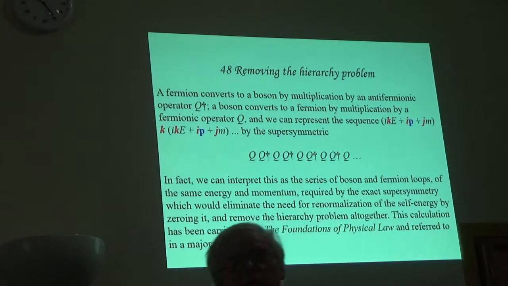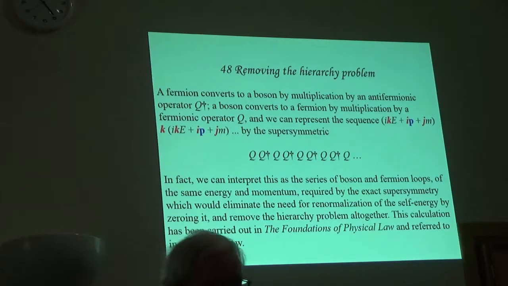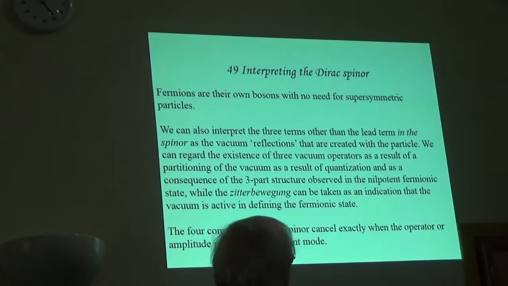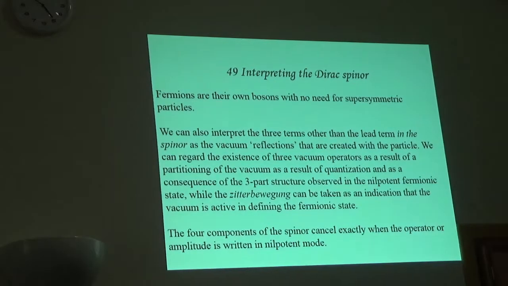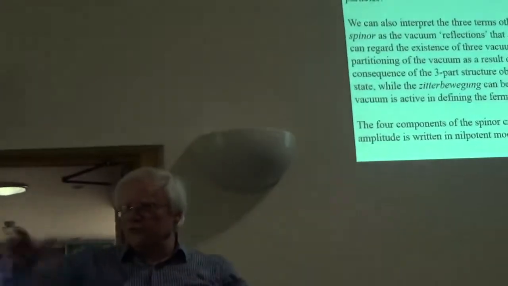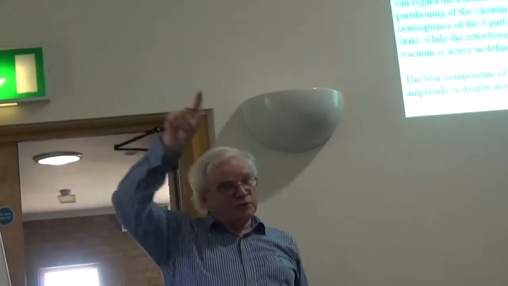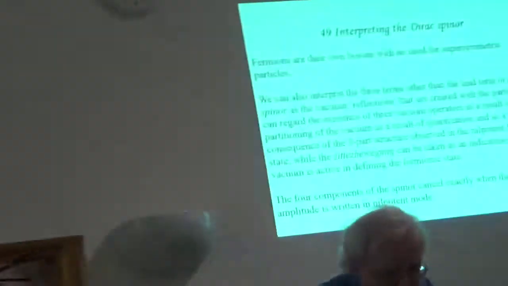Removes the hierarchy, because we don't need it. And I've actually done it. I've gone through the quantum field calculations in two different ways, and I get zero self-energy. It cancels that horrible self-energy term, which is the nightmare of renormalization. And also, we can now understand what the Dirac spinor is all about. Why do we have four terms? Well, basically, it's a basic term and three vacuum reflections in those three vacuums, which correspond to the three forces, strong, electric, weak. And the term itself corresponds to the inertial or gravitational aspect.